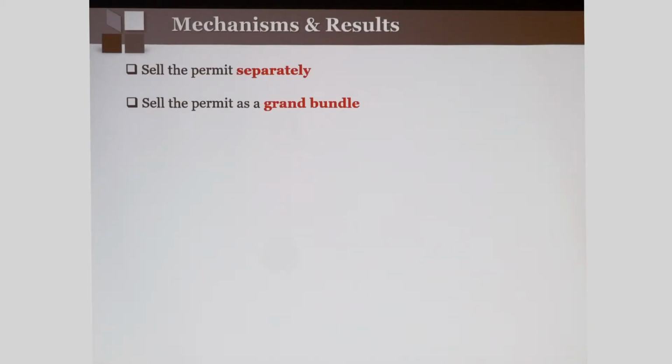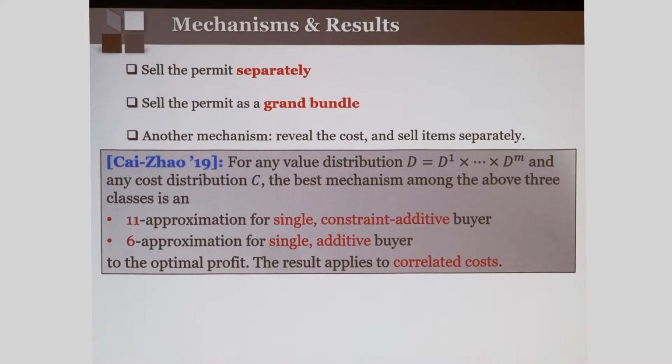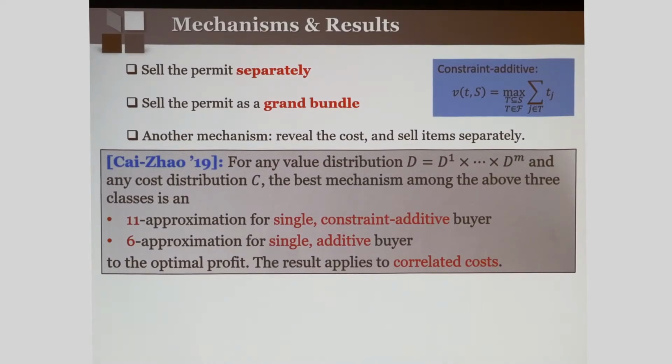And in fact, in the proof, we don't need a complex mechanism to sell this permit. We just need these two classes of mechanisms to either sell the permit separately or as a whole bundle. Okay? And also, we will need the following mechanism, which reveals the cost first to the buyer and then sells items separately using item price that may depend on the seller's realized cost. Okay? And here is the main result of our paper. So we proved that the best mechanism among these three classes is an 11 approximation for the single constrained additive buyer.